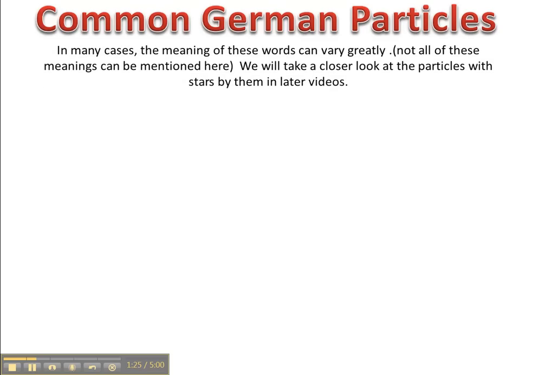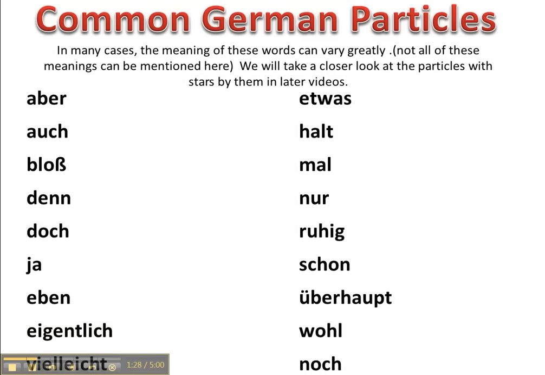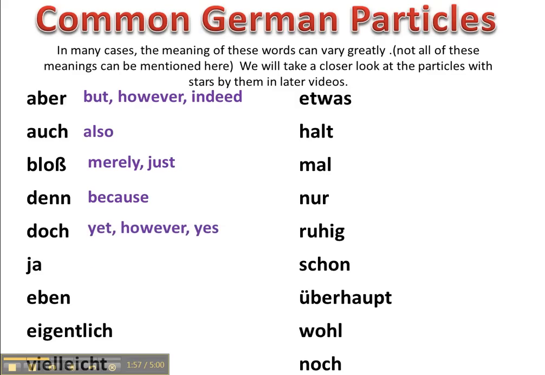So here are some common German particles, and we're going to take a look at each one, maybe in separate videos, but just to give you a general sense of the meaning for these, and again, these can vary greatly depending on context. Aber, which is but, however, or indeed. Auch, also. Bloß, merely, or just. Denn, also used as a conjunction and a particle, but as a conjunction it means because. Doch, which is yet, however, yes. Ja, which is yes. Eben has many meanings, even or just.